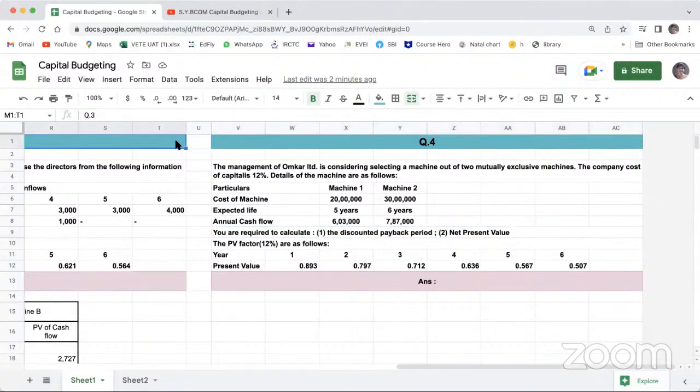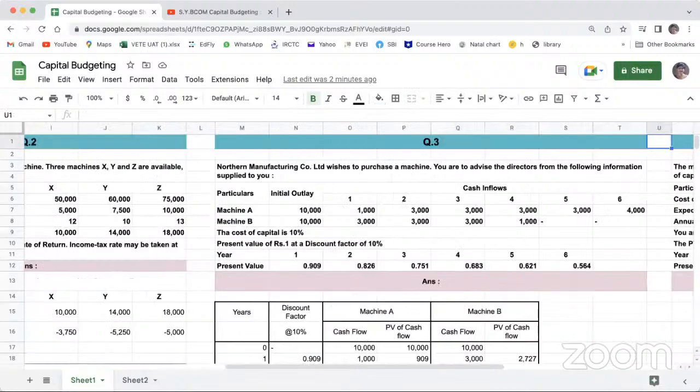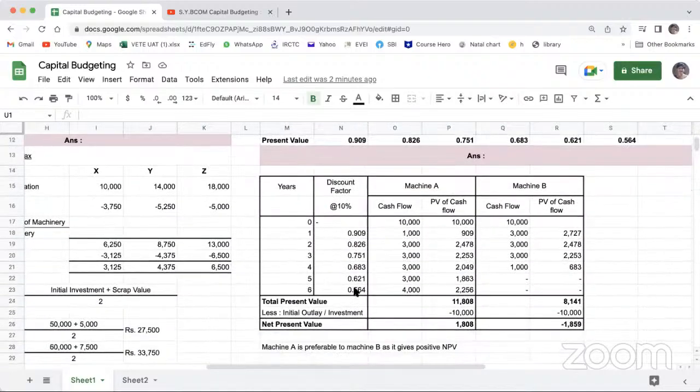Ma'am, can you show question number 3? Yes, of course. Why not? This is question number 3. Okay. This is question number 3, and this is the answer. Take the screenshot of it. And then we have, this is question number 3 ka solution.